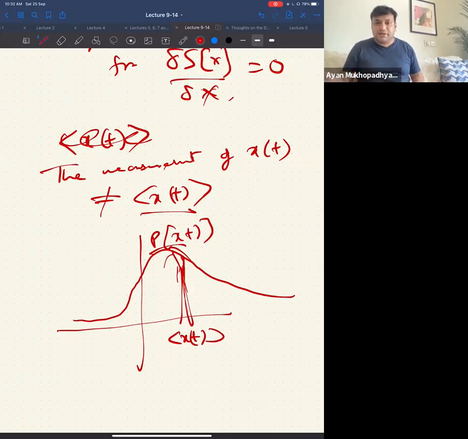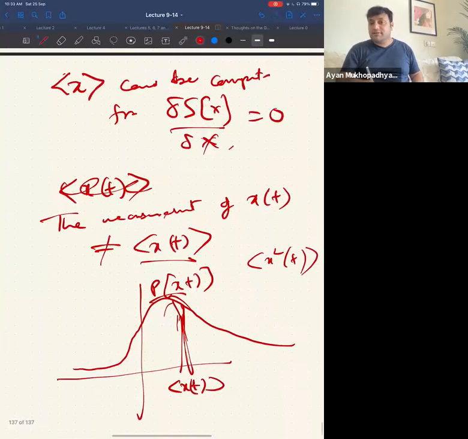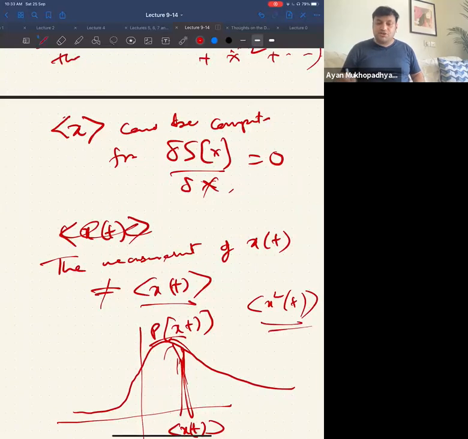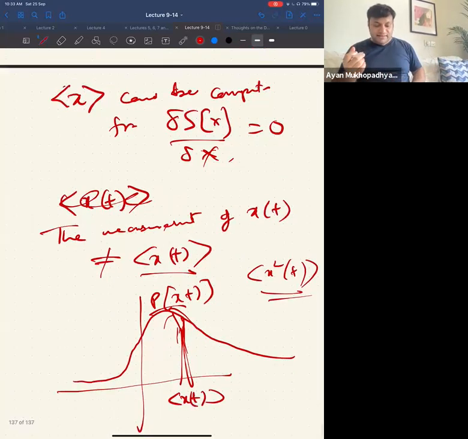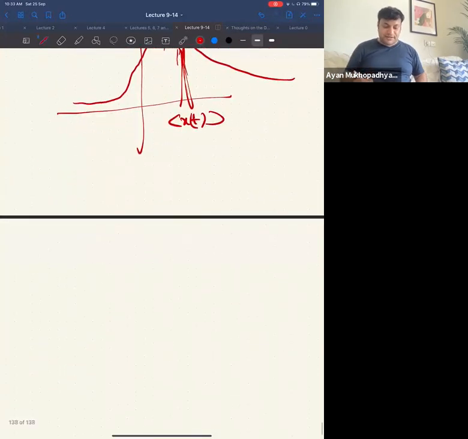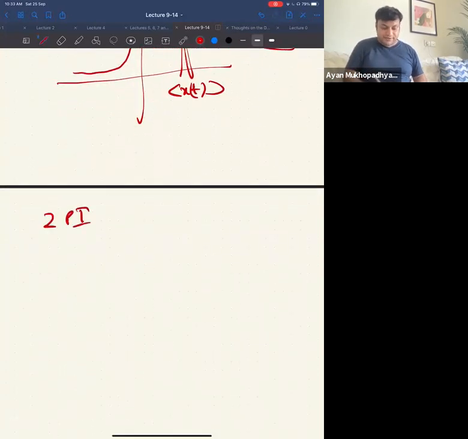The peak would be at the average, but what I need to actually compute is a probability distribution. So in a way, what I need to compute is x squared of t, x to the power 4 of t, and all of these, right? But this is not something I can get from the quantum effective action. To do this, I need to compute a correlation function and then take the equal time limit. So for that, you can do something more clever. It's called the 2PI effective action.